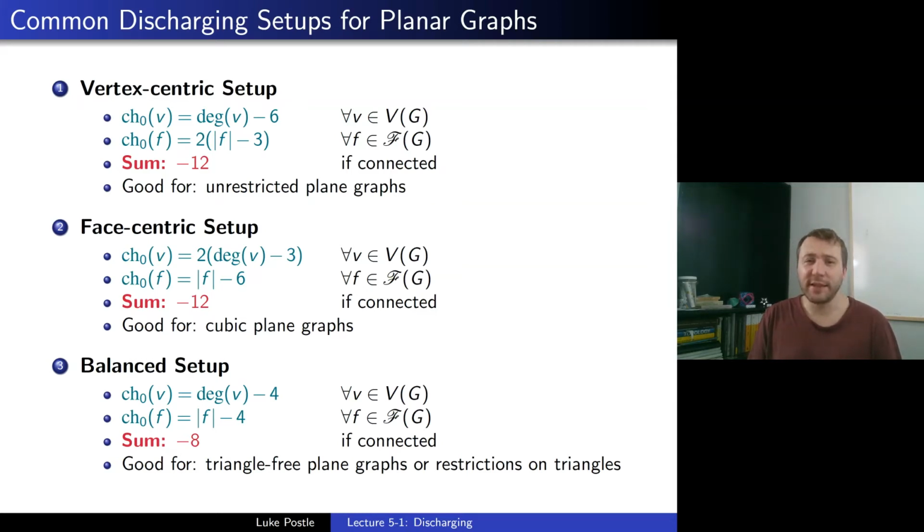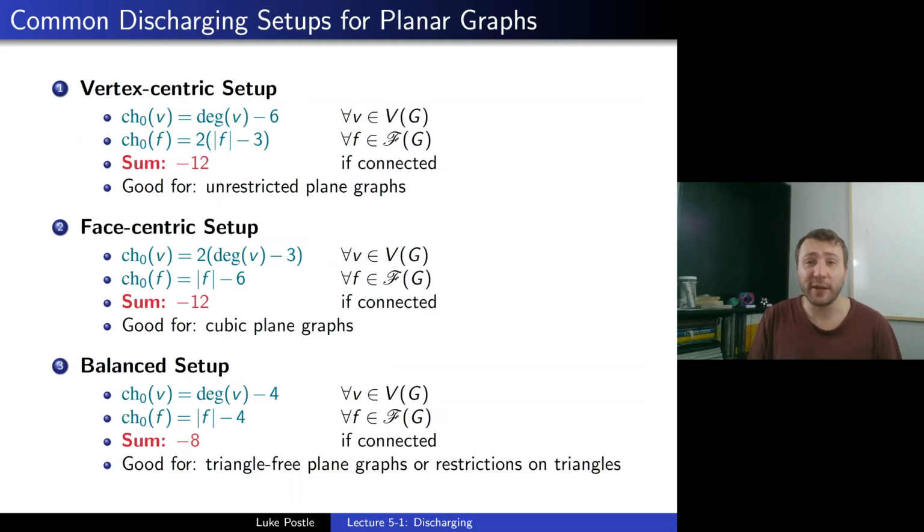So it works out slightly differently because you get 4e minus v minus f, which then would be negative 8 if you're connected, and again only smaller if disconnected. What's that good for? Well, here we're kind of balancing the charges, so this might be good for triangle-free plane graphs, because then you might have that the faces are actually positive in this setup.